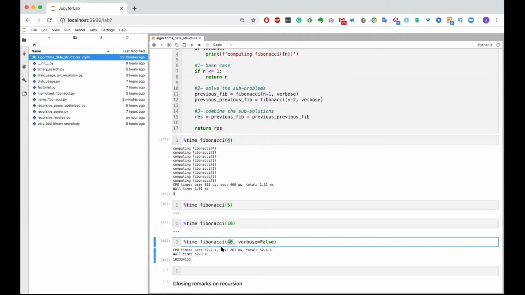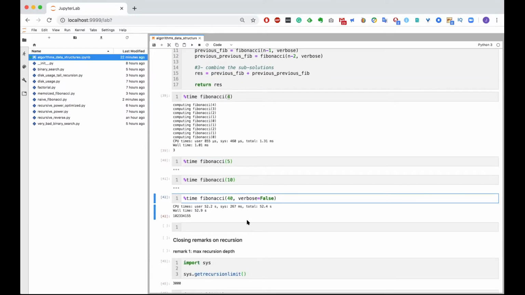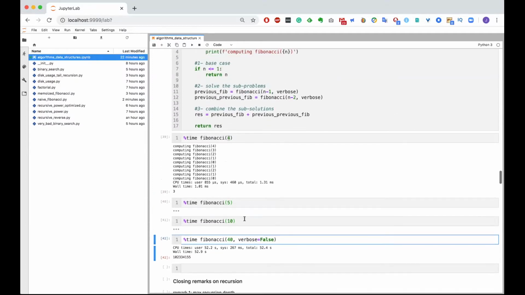If I go to Fibonacci of 100, I would have to wait for days. So there's something really bad happening, and we're going to see what is happening in the closing remarks. For now, let's just look at the time complexity for this problem.